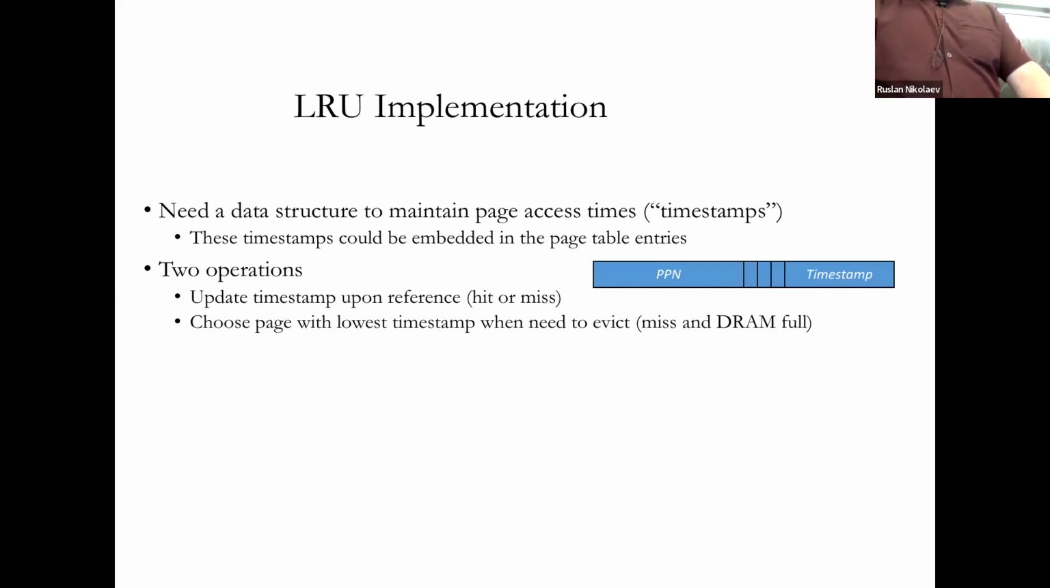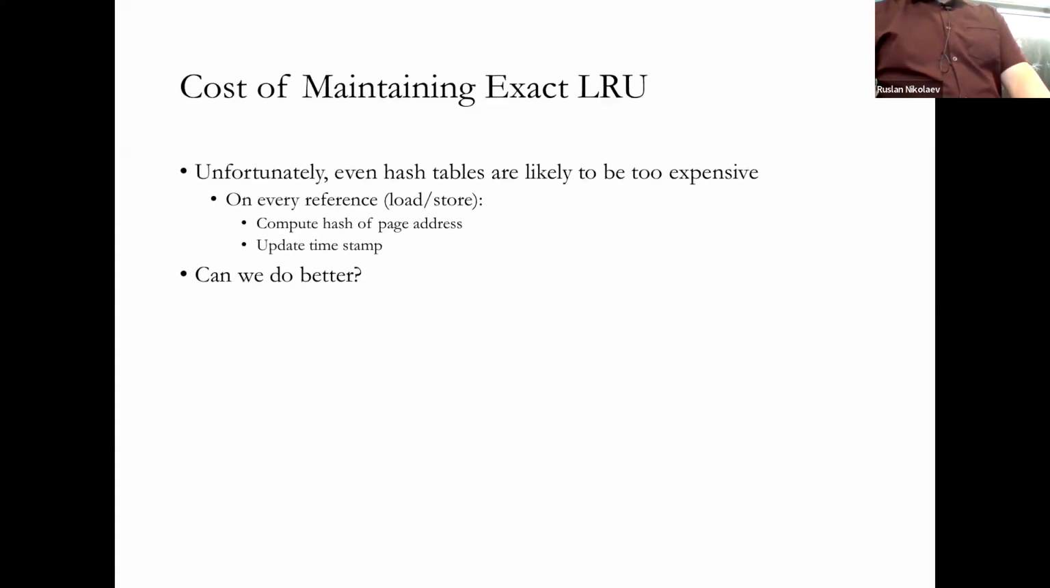What does that mean? If I have to choose the page with the lowest, probably I'll have to scan the entire thing to find the lowest one, like I was looking here and saying, okay, what is the lowest here? So how can we do that in terms of maintaining our structure?